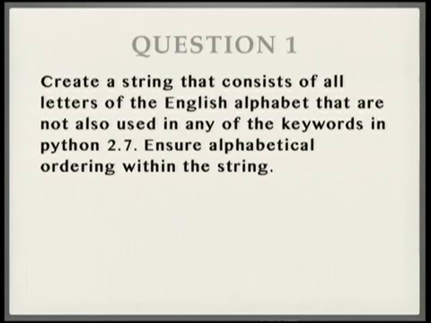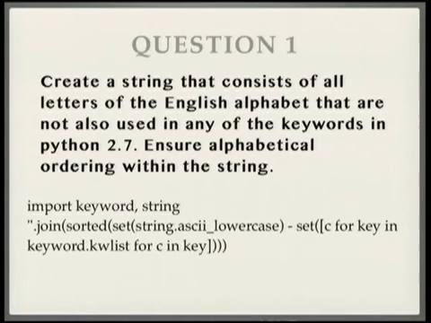So the first question is, create a string that consists of all letters of the English alphabet that are not also used in any of the keywords in Python 2.7, and ensure alphabetical ordering within the string. So you can just write them out and do it on paper, or you can do it in 2 lines. And that actually gives you the answer, which is these 4. So Guido, take note. These letters have not been used in keywords.